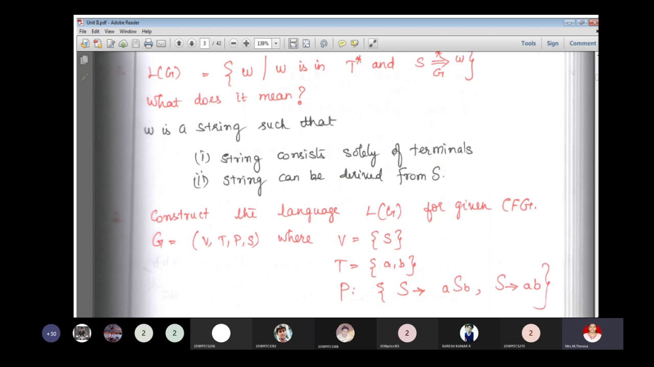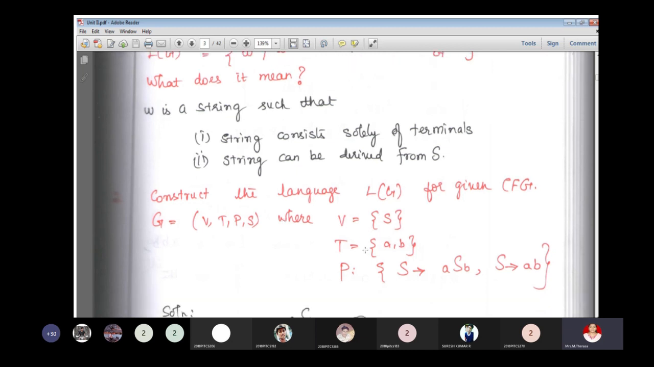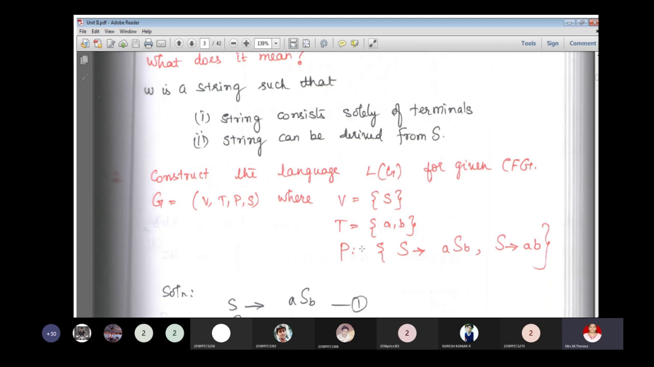Okay. Construct the language L(G) for a given CFG G. G is equal to (V, T, P, S), where V is equal to {S}, only the start symbol. T is equal to {a, b}. There are two terminal symbols a and b. And production rules: S tends to aSb, S tends to ab. So what is the language derived from this grammar?